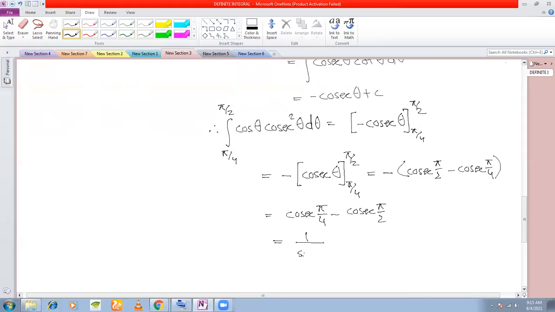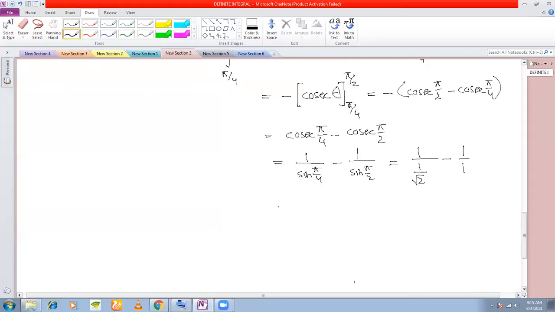Change cosec to sine. And 1 by sine pi by 4 is 1 by root 2, and 1 by sine pi by 2 is simply 1. So you get here the answer is root 2 minus 1. That's it. Okay. Any question?